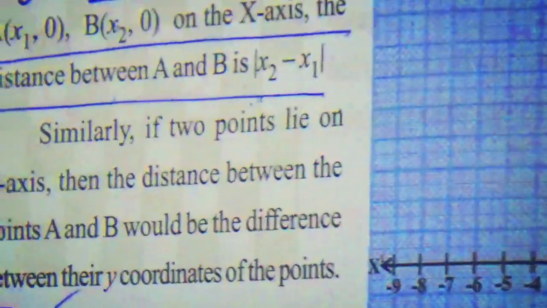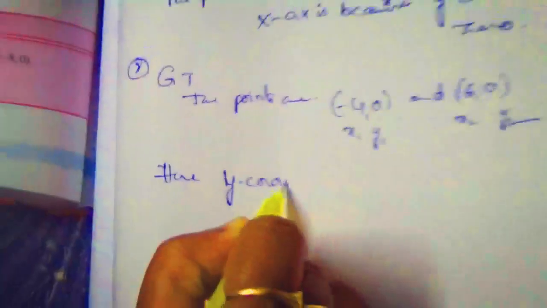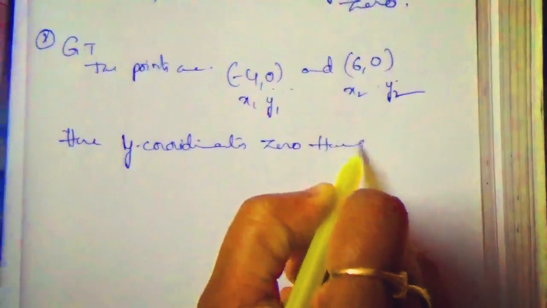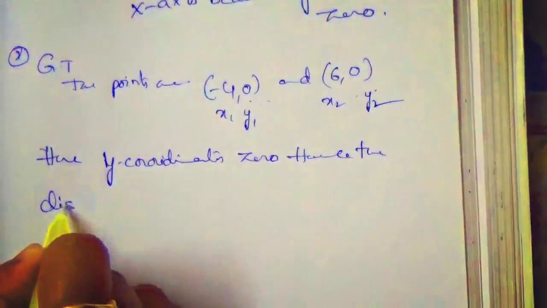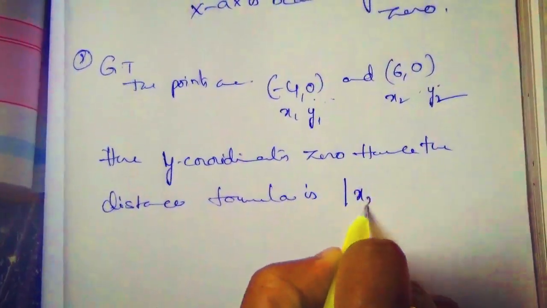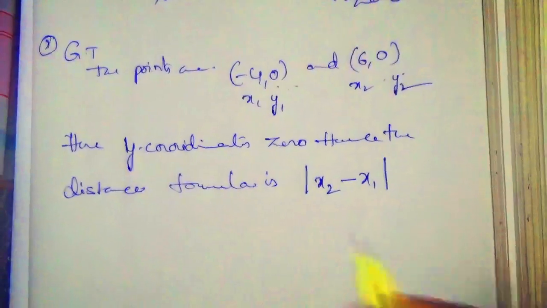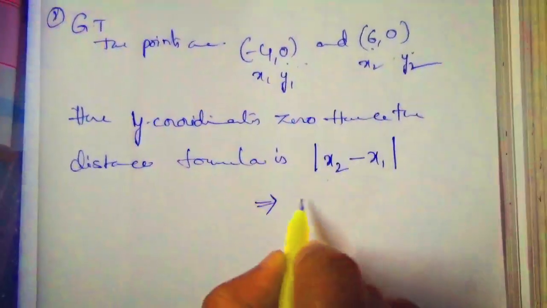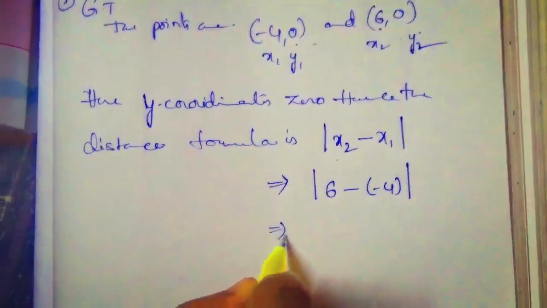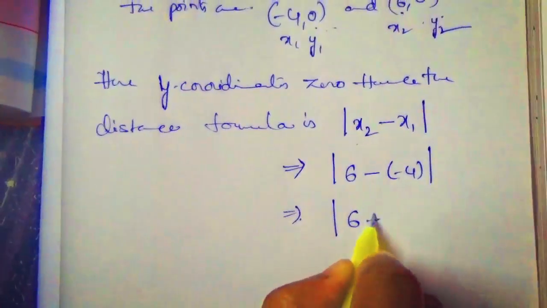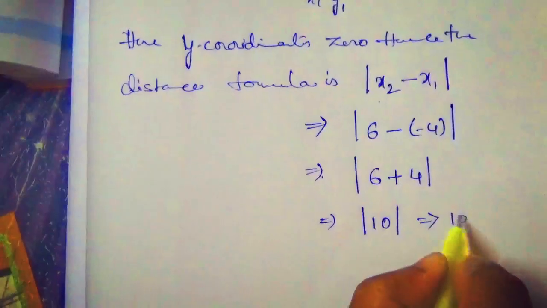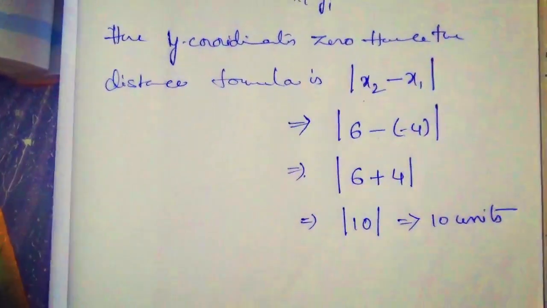Here the y coordinates are 0. Hence, the distance formula is modulus of x2 minus x1. What is x2? 6. What is x1? Minus 4. That implies modulus of 6 minus of minus 4, that is 6 plus 4, modulus of 10. That implies 10 units. That is the answer.